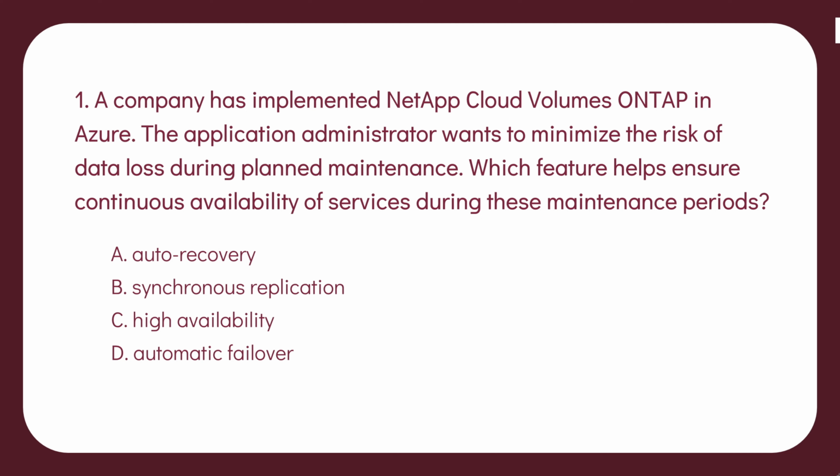So, the correct answer is: high availability means the system keeps running even during maintenance or if something goes wrong. It ensures that services stay up so you don't have to worry about downtime.